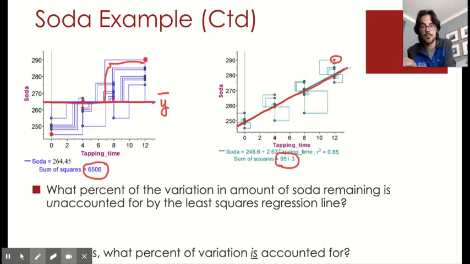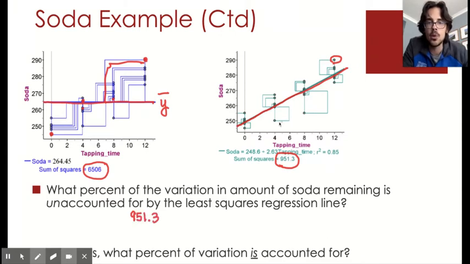So what I want to do is look at how much better the one situation is than the other. Okay? This question here says, what percent of the variation, like the area of the squares, an amount of soda remaining, is unaccounted for by the least squares regression line? I have 951.3 for the area of these squares.